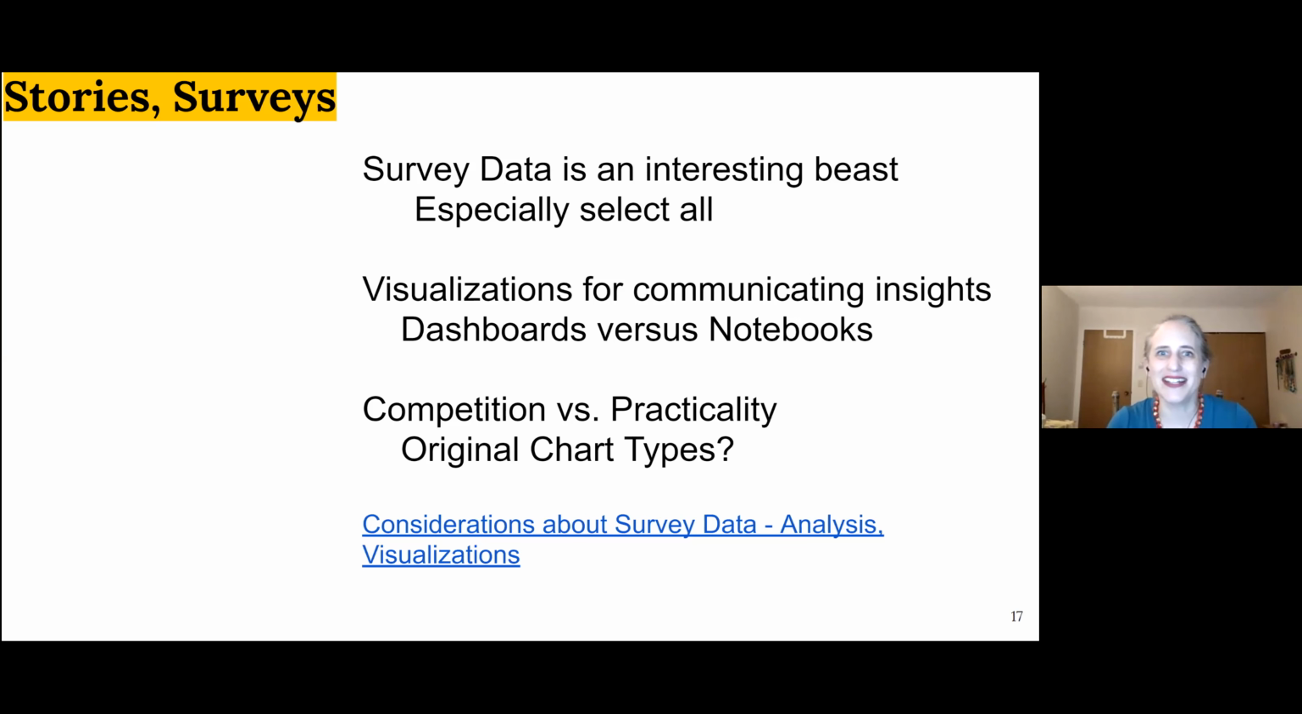In real life, I don't usually think that innovative chart types are a good idea when you want to communicate insights. Thoughts?